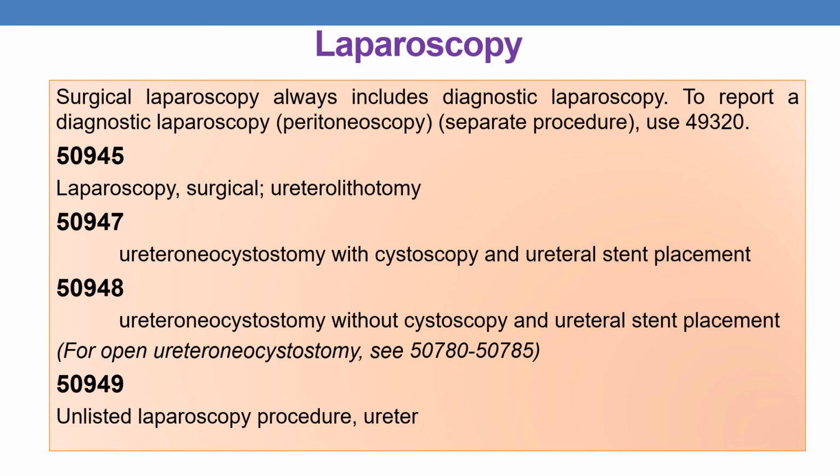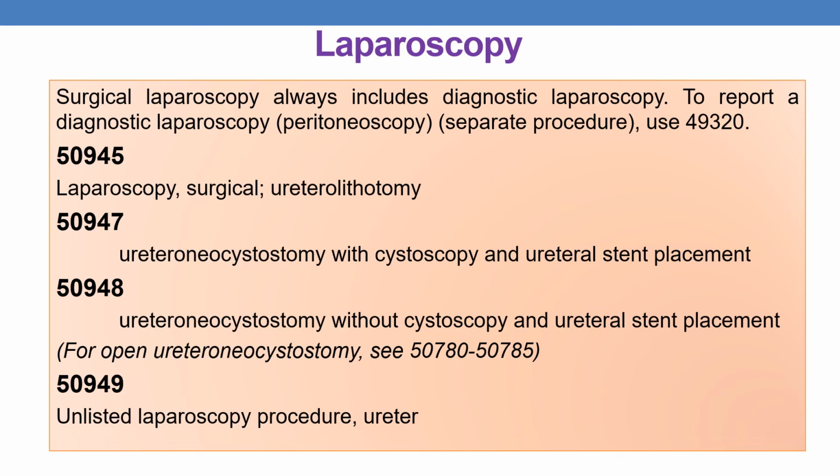Now coming to laparoscopy. Whenever we discuss laparoscopy, surgical laparoscopy always includes diagnostic laparoscopy. So the first CPT is 50945. Laparoscopy, surgical ureterolithotomy. The next is 50947. Laparoscopy, surgical ureteroneocystostomy with cystoscopy and ureteral stent placement.